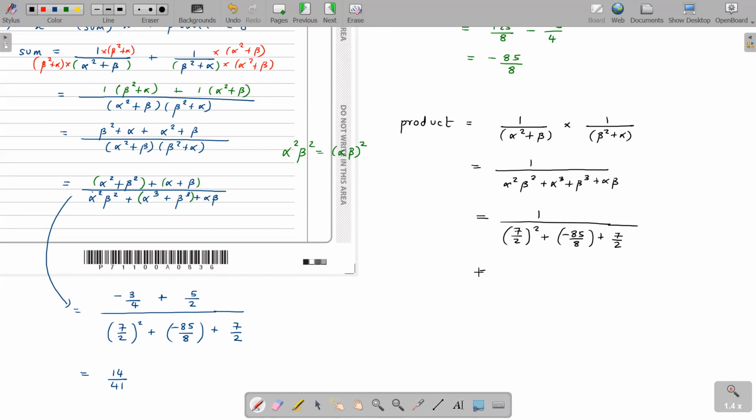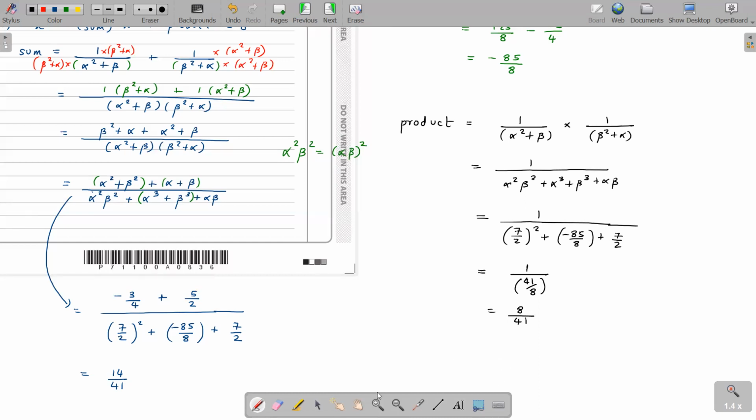What is the answer we get? The product is 1 over 41 over 8. 1 divided by 41 over 8 means it's going to be 8 over 41.